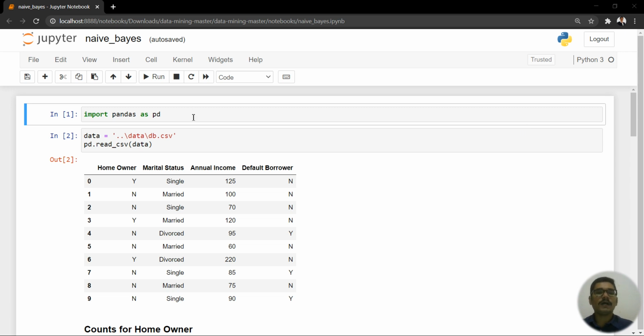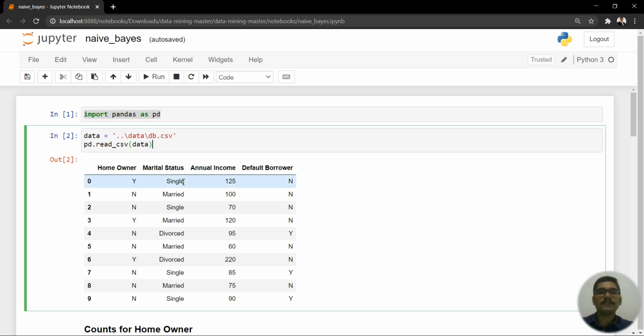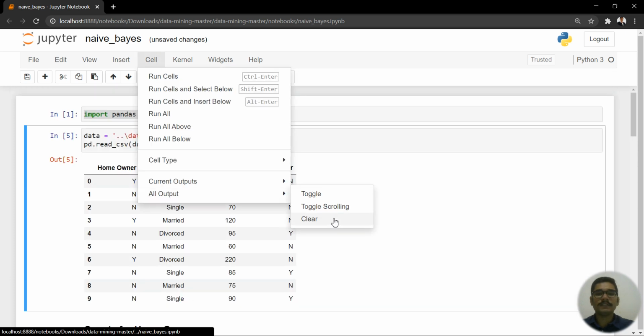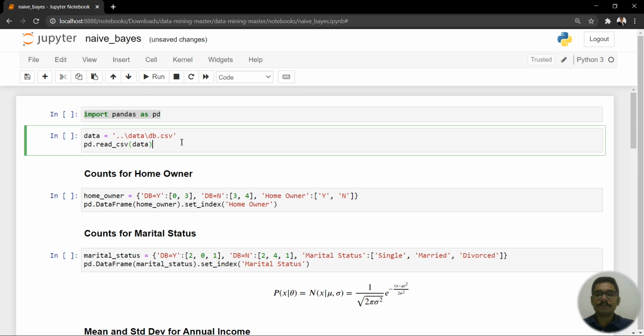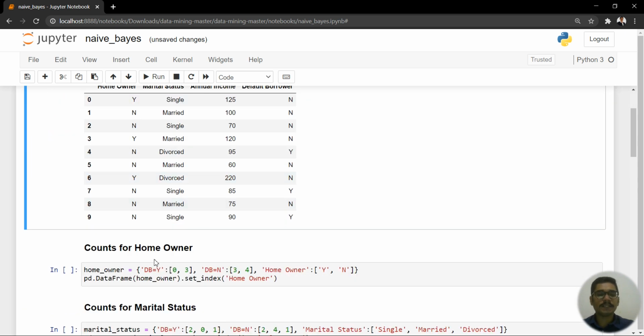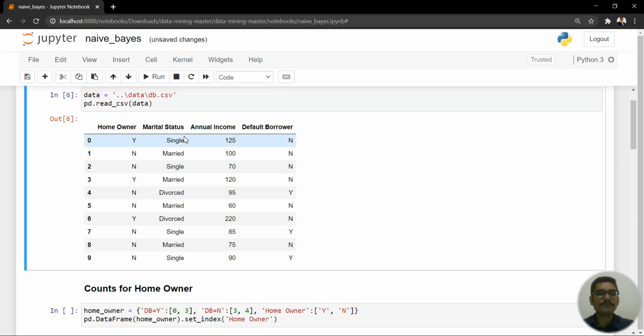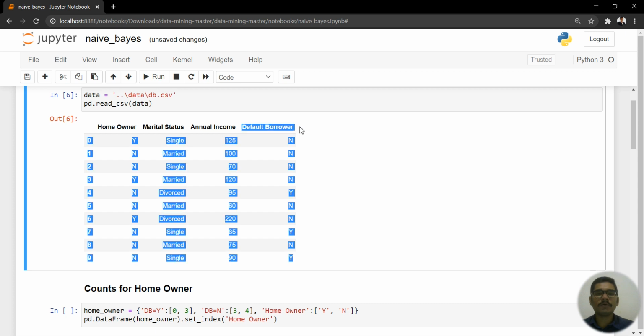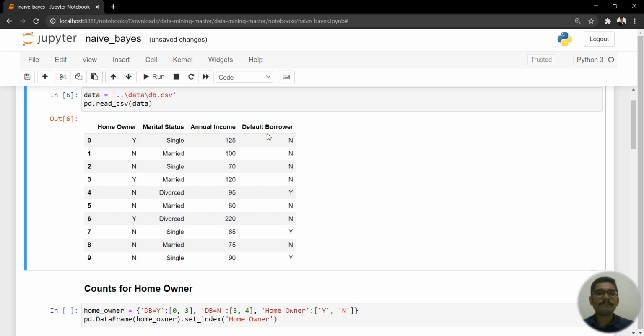Okay, so I have pandas. Then this is my data set, that is db.csv. So this is how my data set looks, and let me just clear the outputs. Okay, so this is my data set, and in this data set first we have to count how many attributes there are. So in this data set we have three different attributes, and the last one, that is defaulted borrower, is the class column.